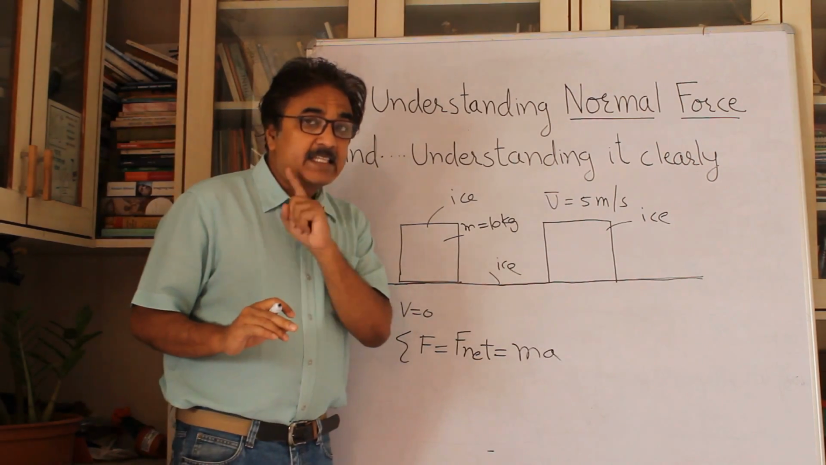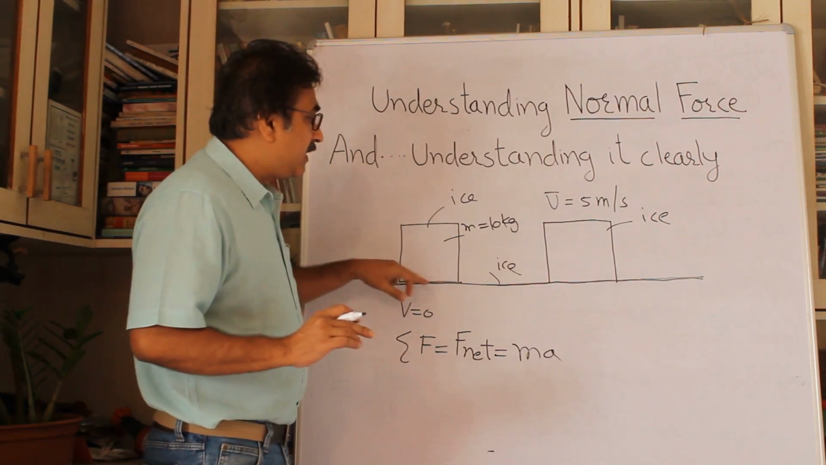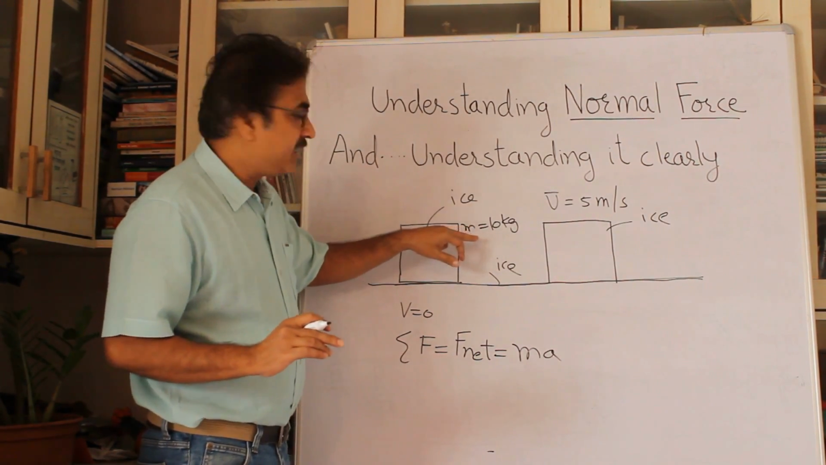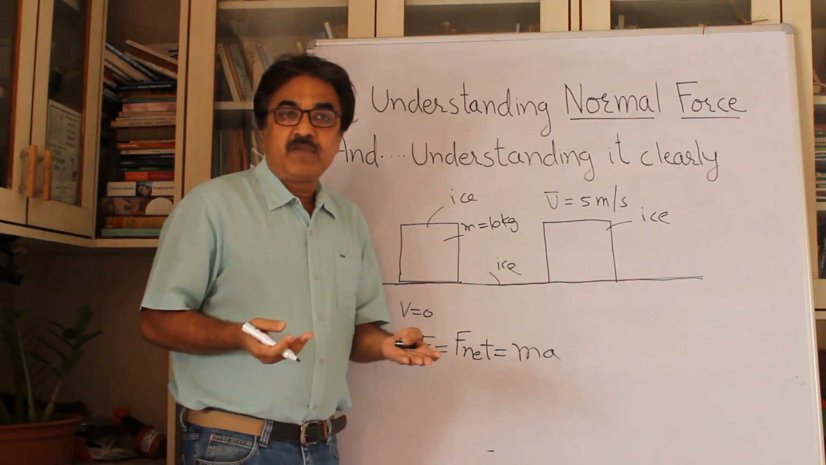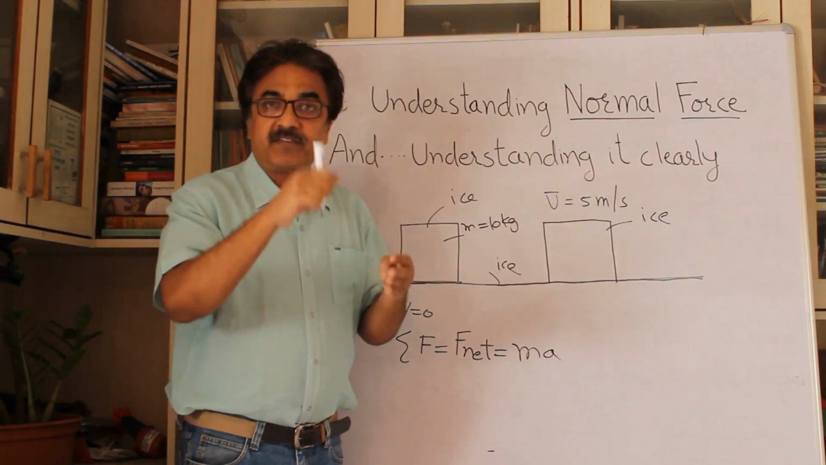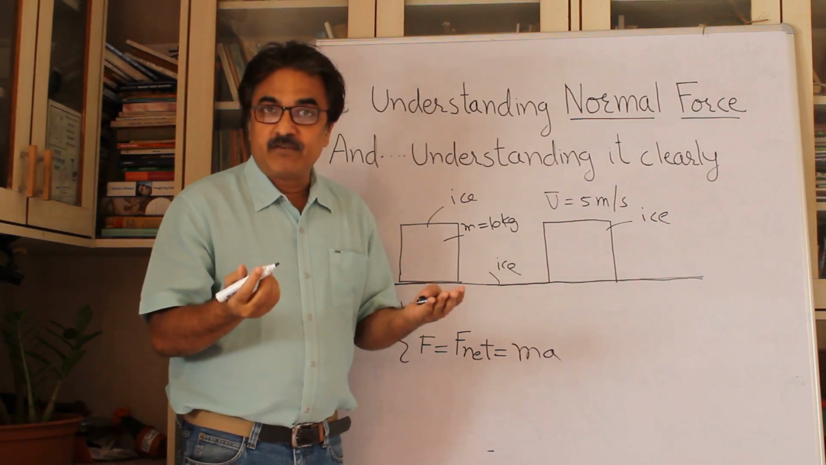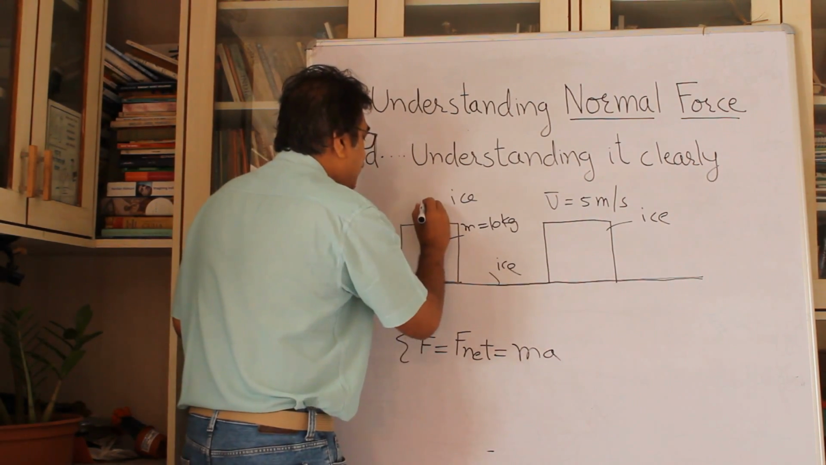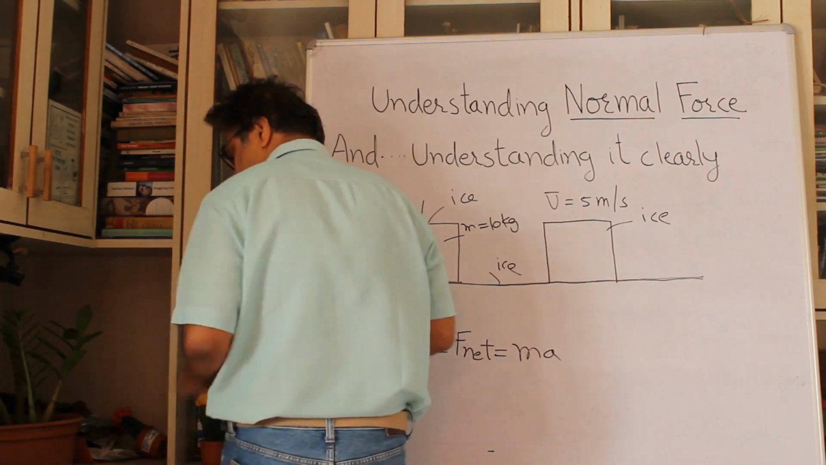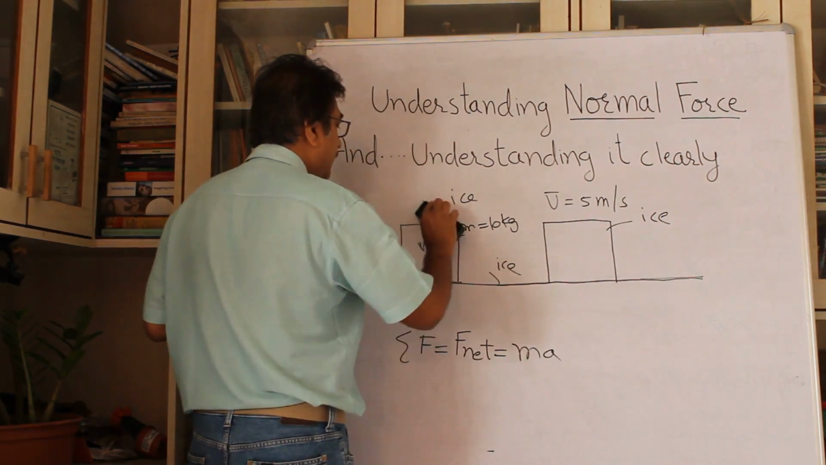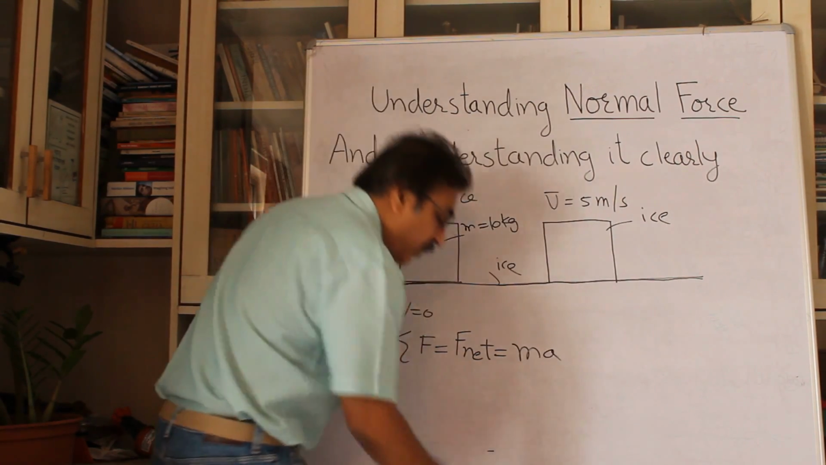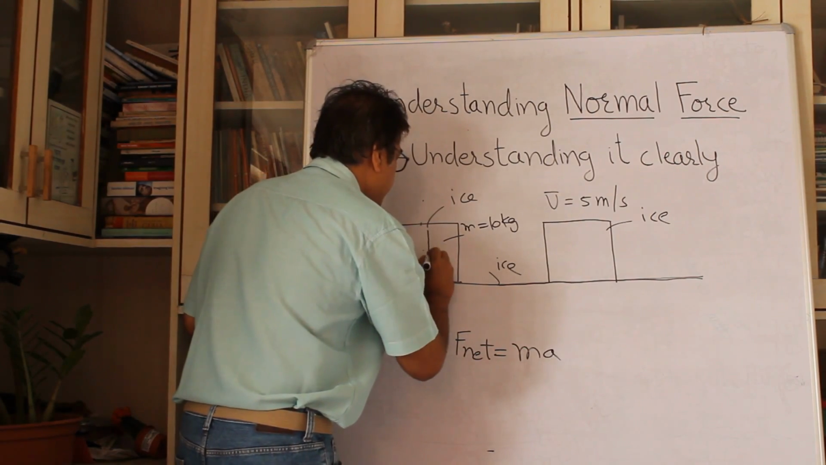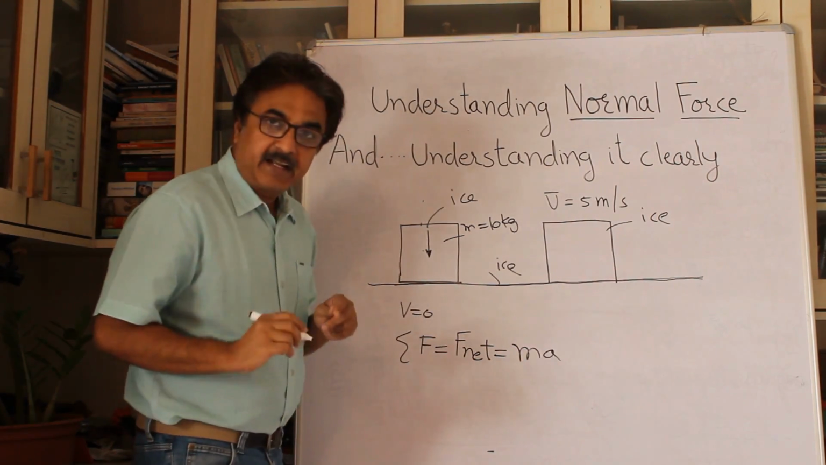So if F net is zero, the body has got zero net force. The body has got weight, it has got certain mass. The weight of the body, which is equal to m into g, the gravitational acceleration, is acting downward.